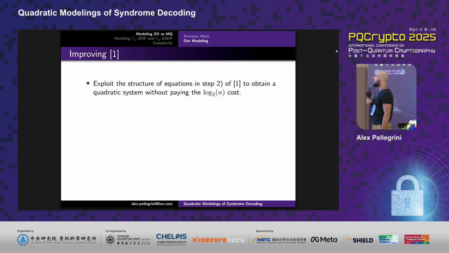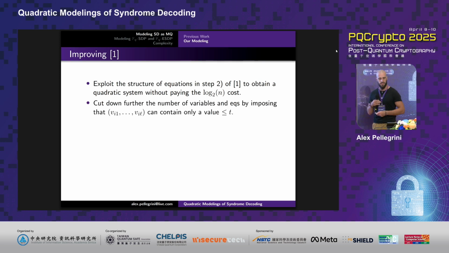So the first contribution that we made was to improve this system, and we noticed that there was some kind of recursion, some kind of dependencies in the equations computing the partial weights. And with somewhat simple manipulation of these equations, it was possible to reduce all of them down to quadratic. So there is no need for this sort of linearization process, and so we don't have to pay the log 2 cost when building the system.